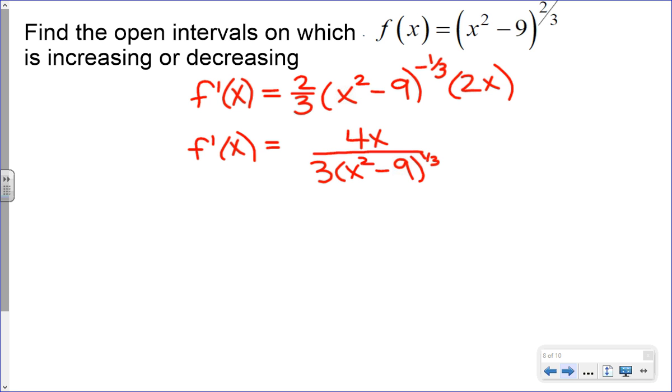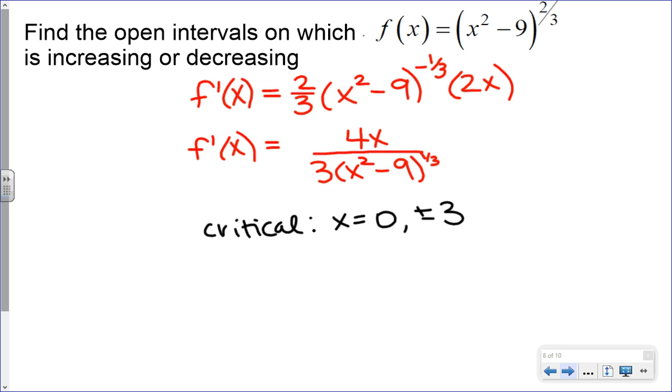Where is our derivative 0? Okay, so our derivative is 0 when the numerator is 0, 4x is 0 when x is 0. Okay, what about undefined? Our derivative is undefined when the denominator is 0. Which is where? How about plus or minus 3? All right.